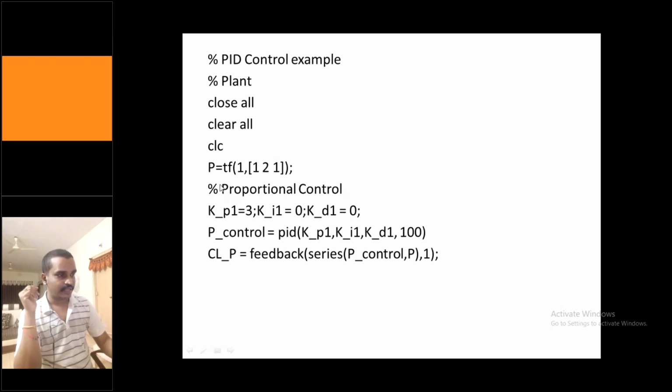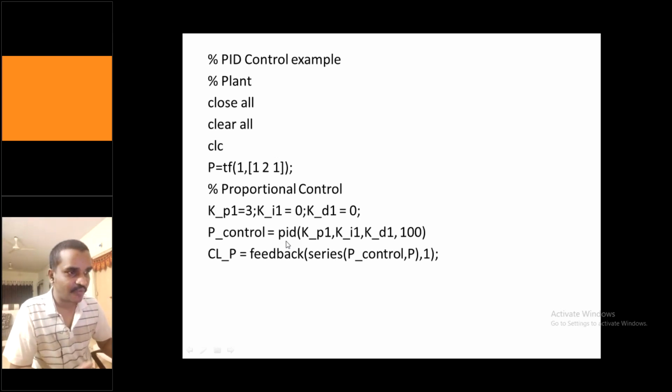This is a proportional controller. The percent symbol is just for comments. As I told, the proportional gain I have considered as 3, since this is only proportional. What I am doing here is integral 0, derivative 0. The PID controller equals PID; there is an inbuilt command PID. Based upon these KP, KI, KD values, and this is some time constant tau. Just forget about this tau for now, I will tell you later. So this P control is my proportional control.